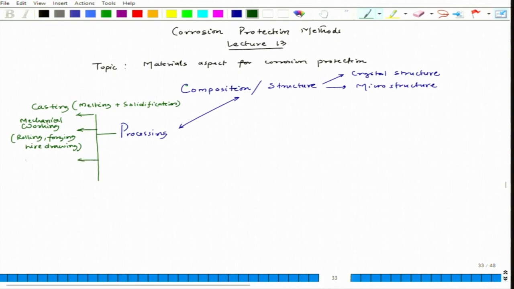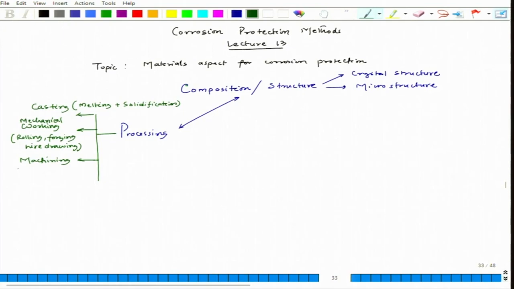Then we can take up another mechanical working, which is not related to the rolling, forging and wire drawing. Here we are actually doing material removal. In those working cases, we do not do material removal, rather we keep the volume constant and we generally change the shape. But in case of mechanical working by removal of material, we call it machining. In case of machining, we finish the material, okay, and that time we can actually change the surface condition. We can make it rough, we can make it smooth, all those things would have again effect on the corrosion behavior or electrochemical behavior of the material. Now, in the machining, one can have grinding or milling. So, those are some of the machining practice, okay, or turning.